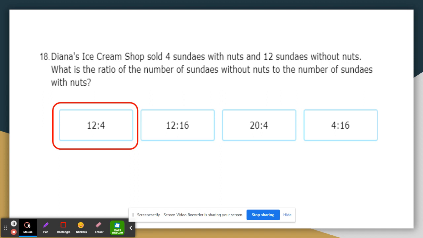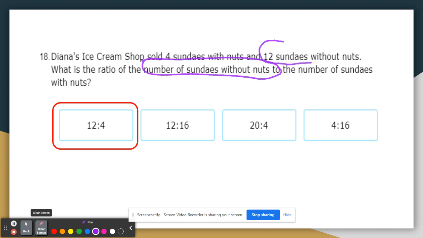Diana's ice cream shop sold 4 sundaes with nuts and 12 sundaes without nuts. What is the ratio of the number of sundaes without nuts to the number of sundaes with nuts? So just remember, when we write a ratio, order matters. So look at the question, and it says here, what is the ratio of the number of sundaes without nuts first? So it says they sold 12 sundaes without nuts.